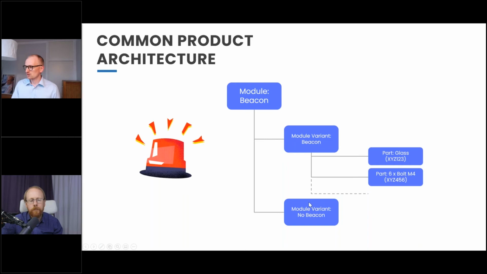This is typically what's called the E-BOM or engineering BOM. This is as far as the engineering BOM usually goes. And then on the next level, we have all the bits and pieces that go together into our module variant. So that could be the glass of the beacon, it could be the bolts, it could be the LED lights inside. Essential information to build this, but not always essential information when you sell this item.